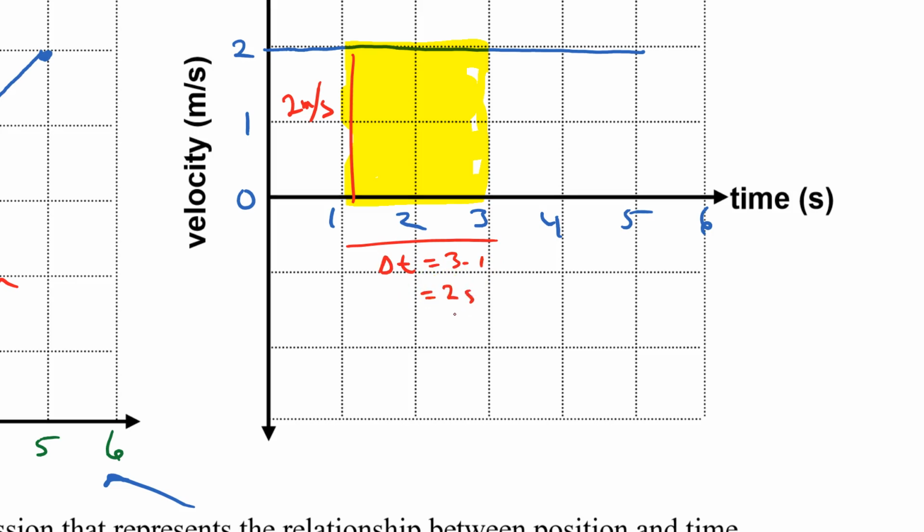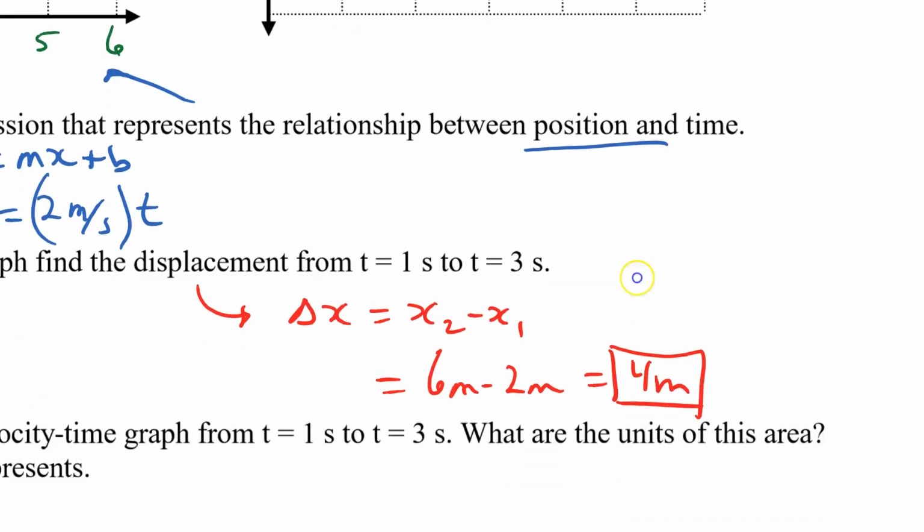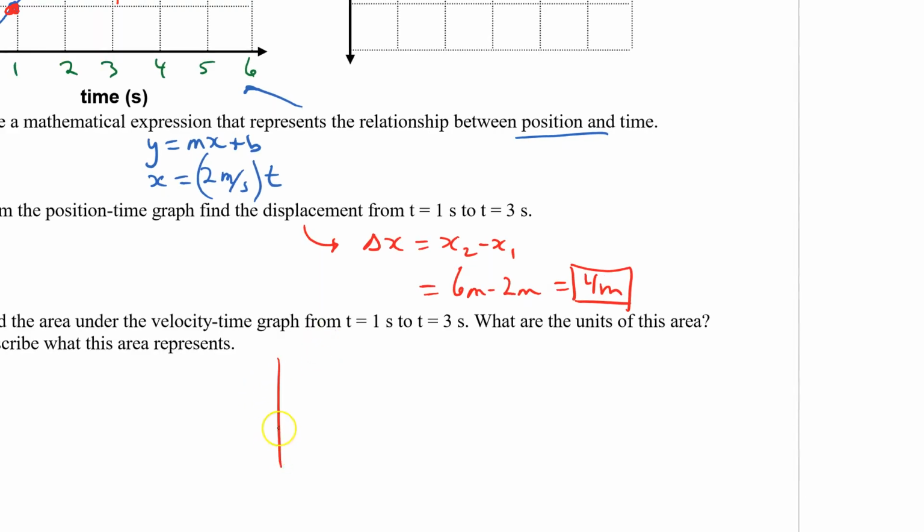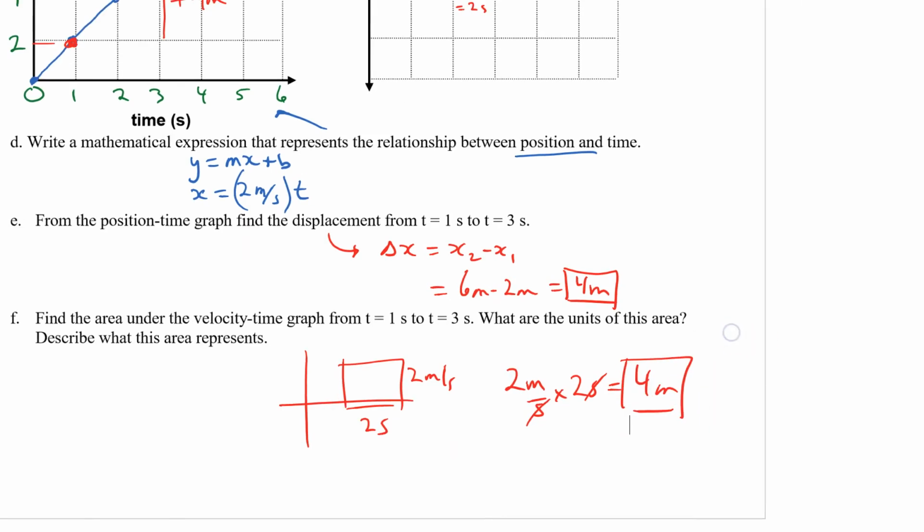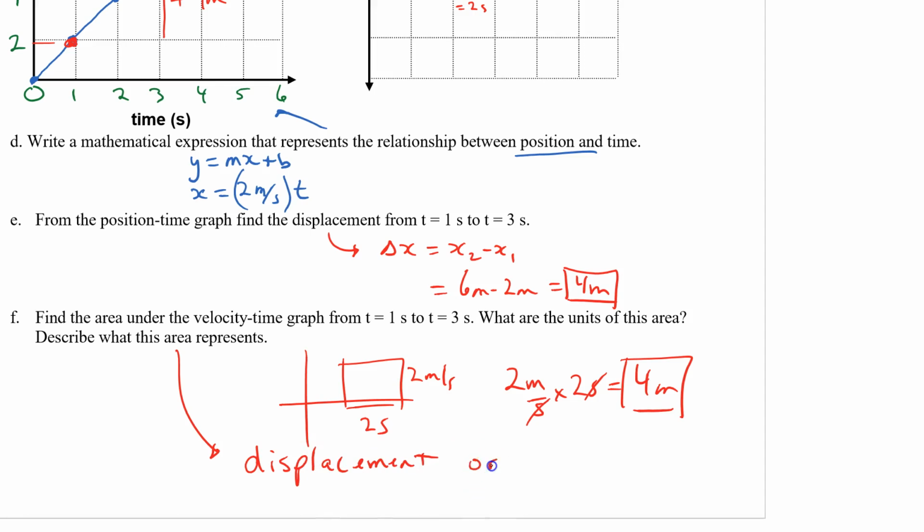So how long is that side? It's 2 seconds. So really when I'm answering this question, it's going to be the area, kind of make a little box here, so it's going to be 2 meters per second times 2 seconds will give me 4. Now the seconds cancel each other out, 4 meters. So proving once again that the area under the VT graph represents displacement. So it is displacement, otherwise known as the change in position.